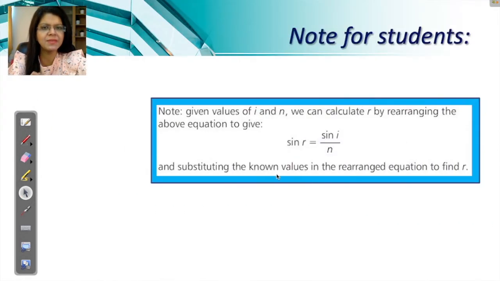So what is the purpose of this formula? If we are given any two values, say you are given I, the angle of incidence, and the refractive index, you can straight away get the value of the angle of refraction. We can calculate R by rearranging the above equation as this. Substitute the values in this equation and you can find the value of R.